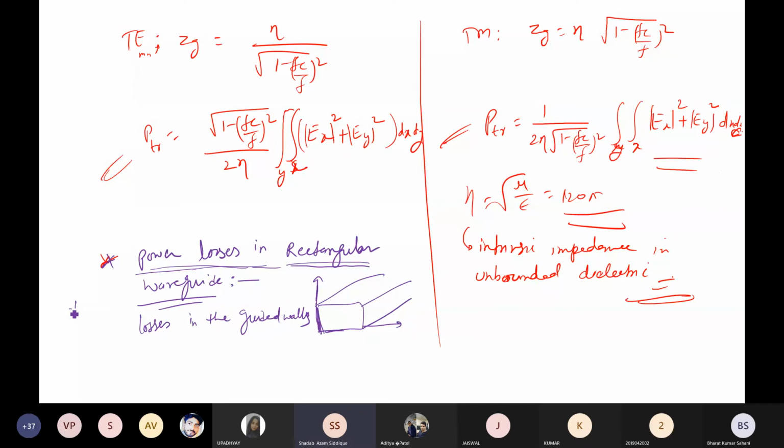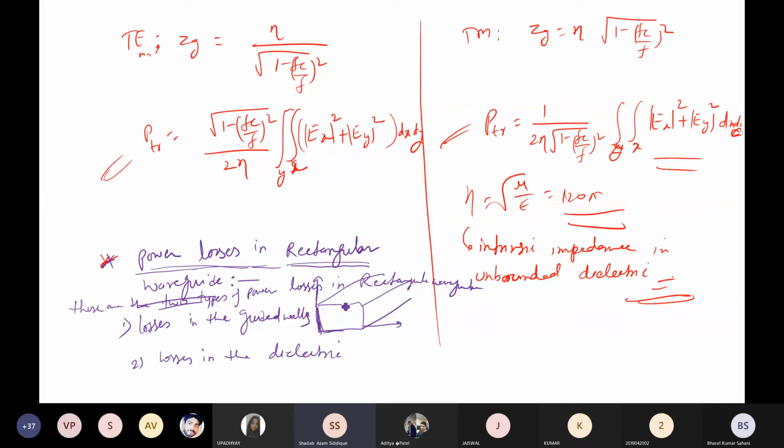These are the two types of power losses in rectangular waveguide. So the first one is this one. The second one is losses in the dielectric.